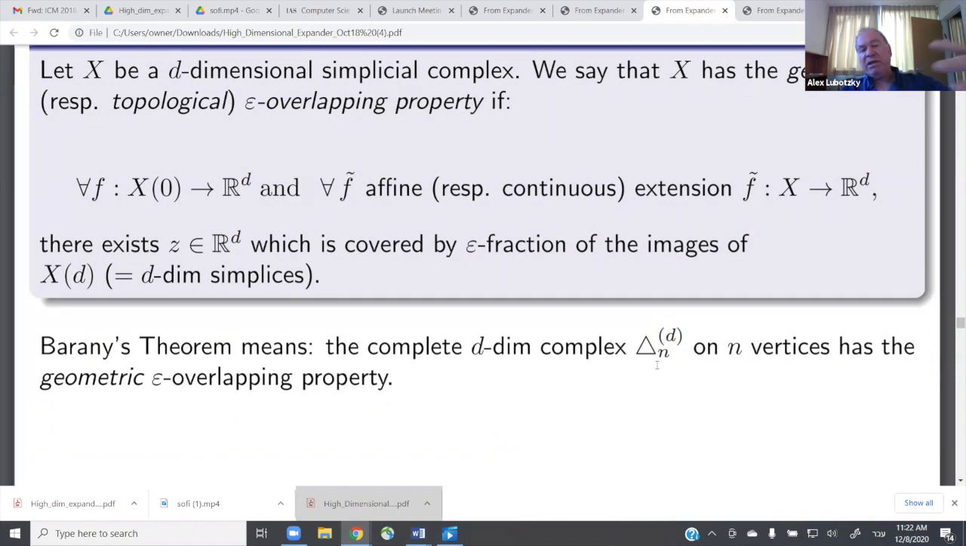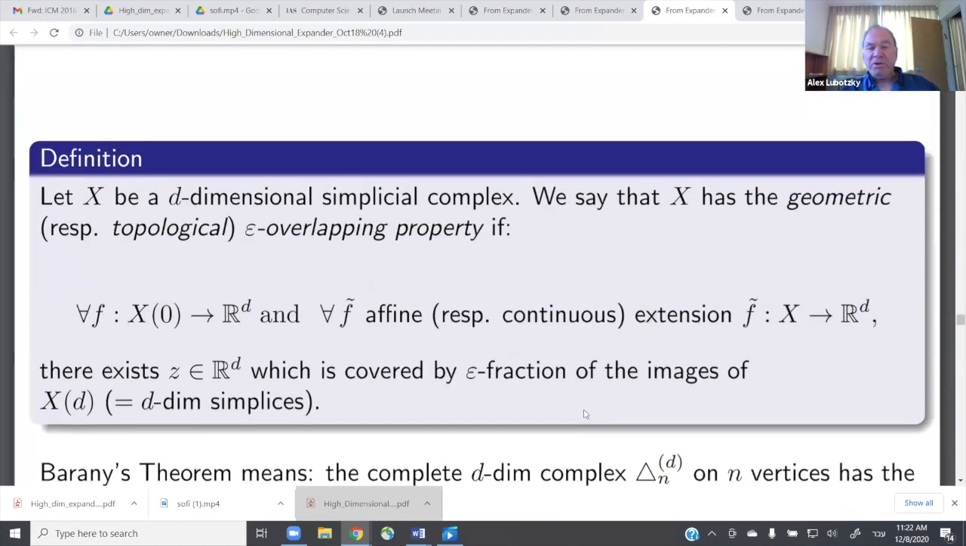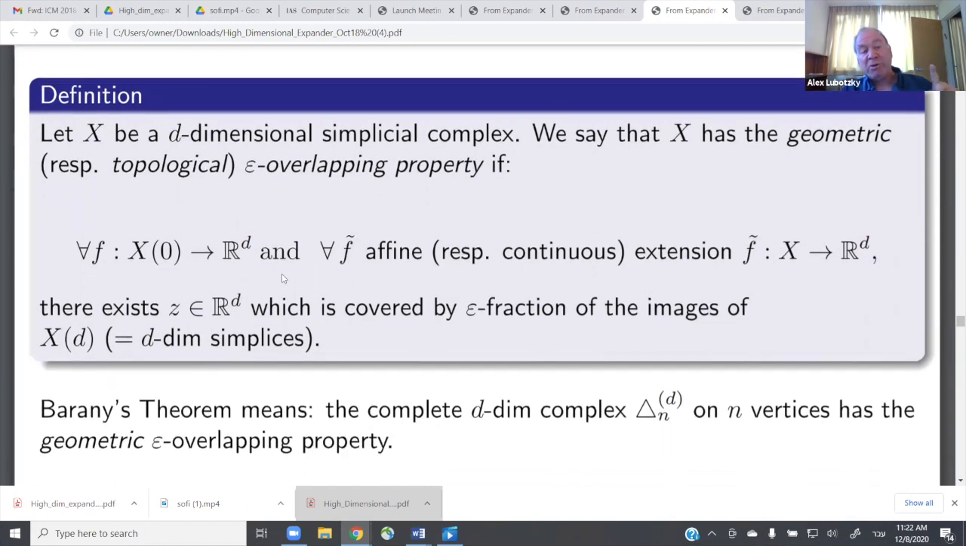That's exactly the theorem of Barany in this language. But Gromov defined not just the geometric epsilon overlapping property, but also the topological one. The topological means that you start with F from the points to R^d, but now I allow you to take F tilde to be any continuous extension of F, not just F1. F1 is essentially unique, but for continuous F tilde there are uncountably many.